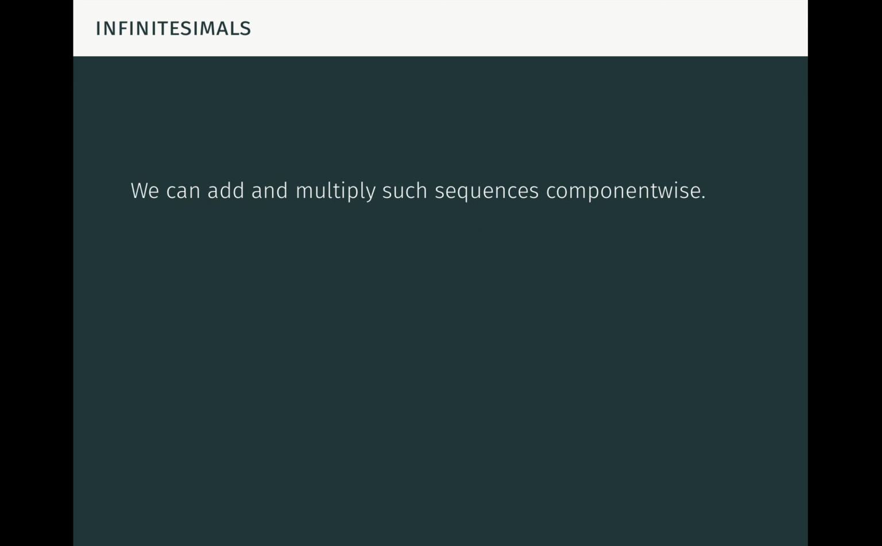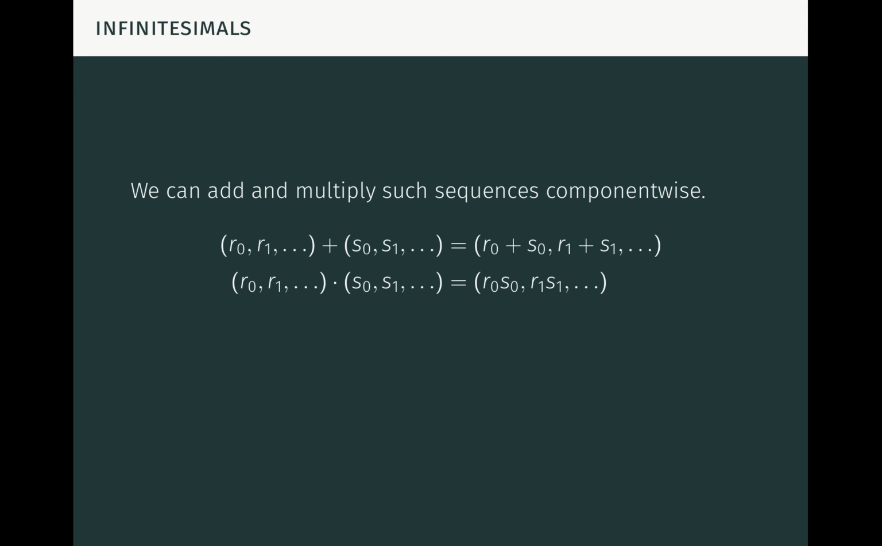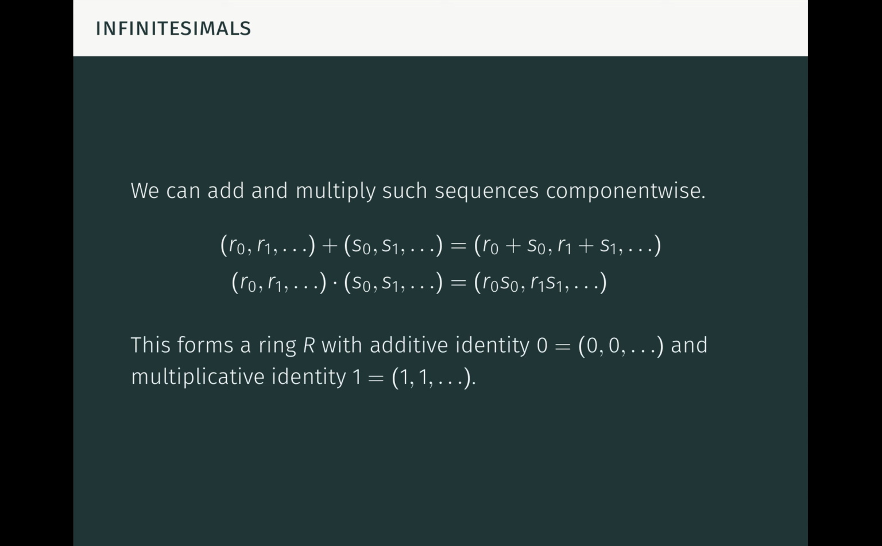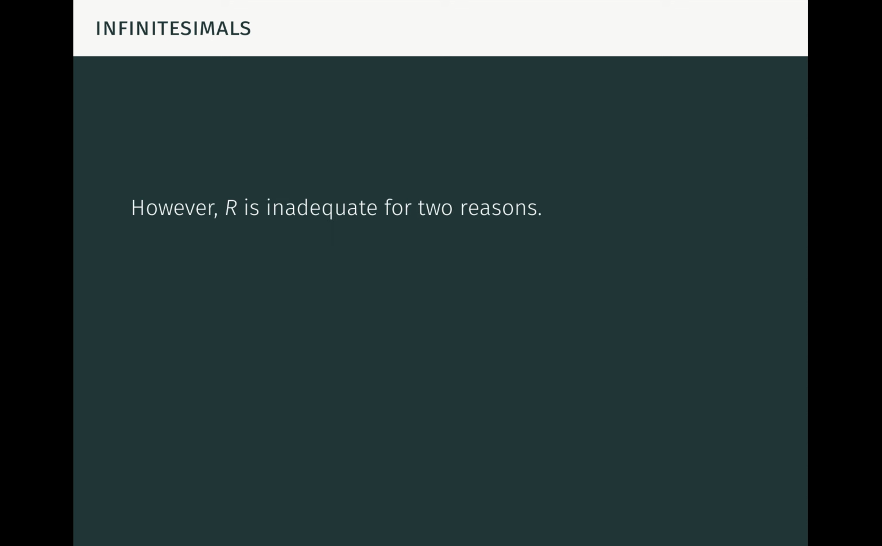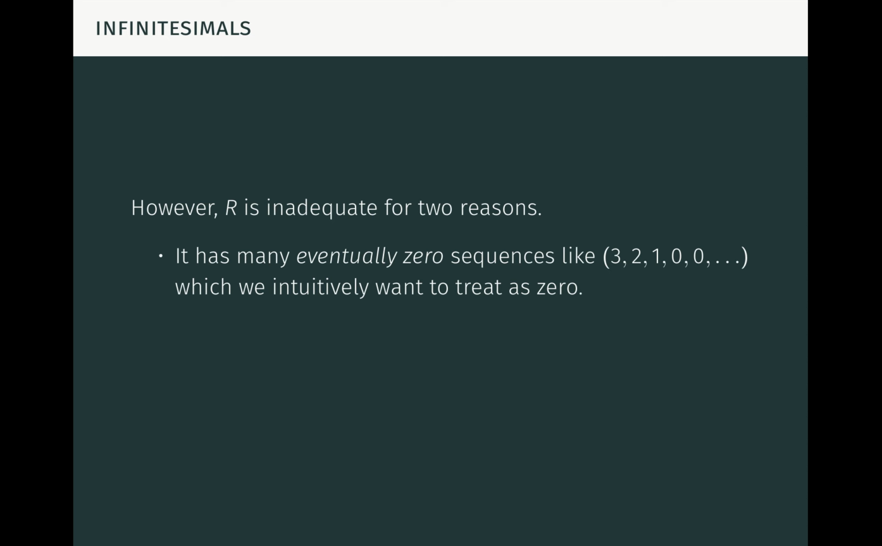Now we can add and multiply these sequences component-wise, as seen here. This forms a ring R with additive identity 0, the constant sequence 0, and multiplicative identity 1, the constant sequence 1. However, this ring R is inadequate for our purposes for a couple of reasons. First of all, it has many eventually zero sequences, that is, sequences that become and stay zero after finitely many terms, like 3, 2, 1, 0, 0, 0, and so on, which we intuitively want to treat as zero. If a sequence becomes and stays zero after finitely many terms, it's only trivially different from zero, and so we want to just identify it with the zero sequence.